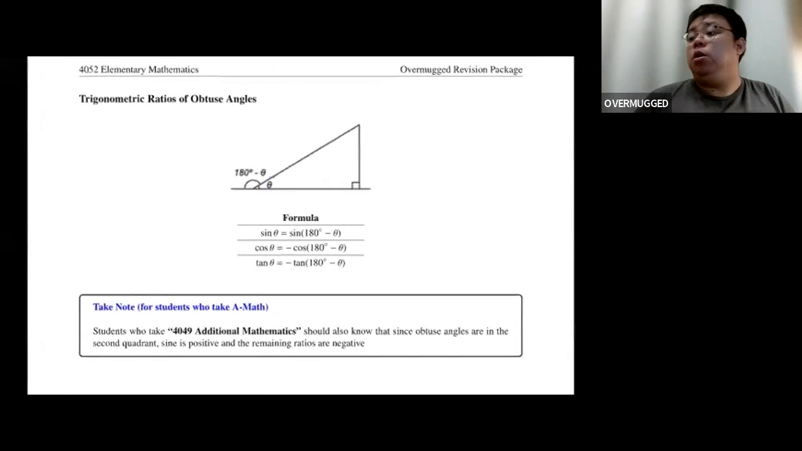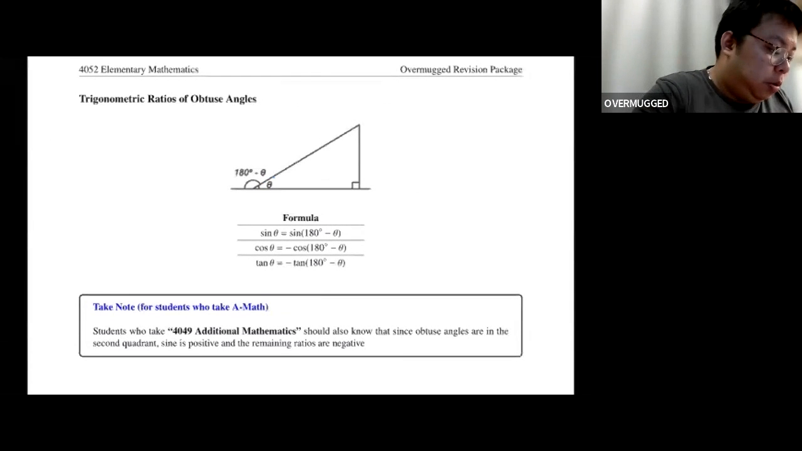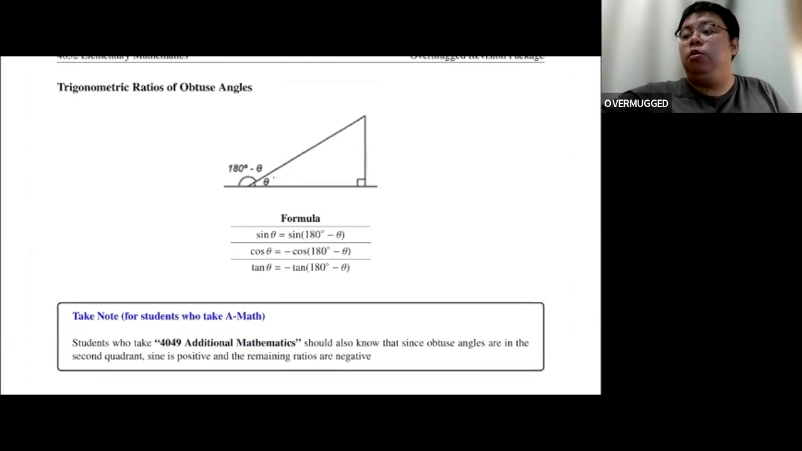Next concept, obtuse angles. So, the screen is blurry. Sorry about it. I'll try to zoom in as much as I can. I'm trying to fix this issue. I don't know what the reason is. Let me go and check on it.